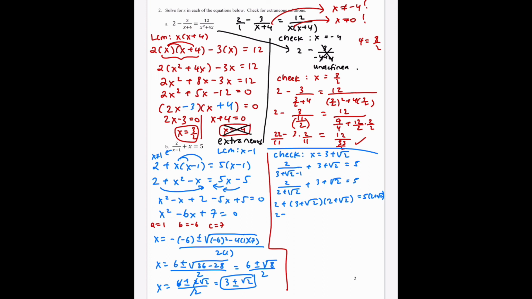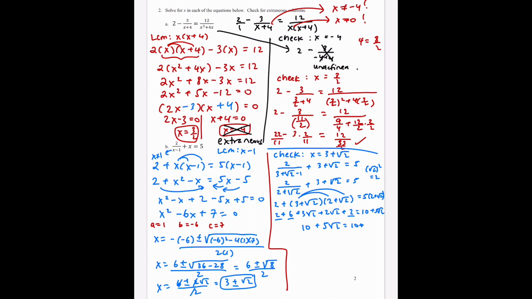Okay, so that's going to be 2 plus 3 times 2 is 6. 3 times root 2 is just 3 root 2, plus 2 root 2, plus root 2 times root 2, which is like saying root 2 squared, which is 2. So that's going to be 5 times 2 is 10, plus 5 root 2. Let's see if that's right. 6 plus 2 plus 2 is 10. 3 plus 2 is 5.